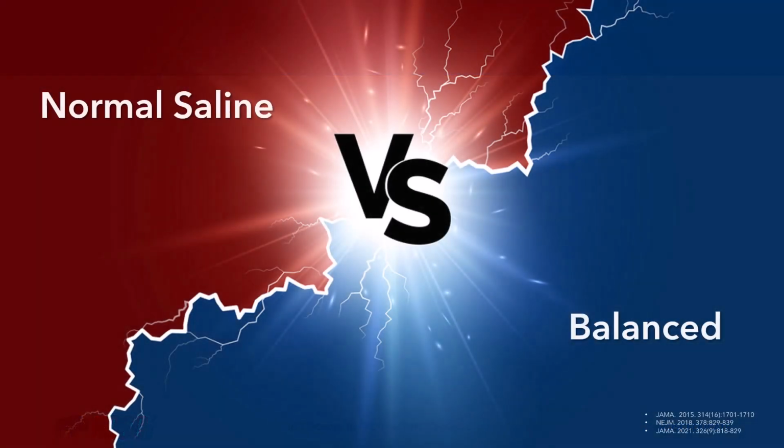So now let's briefly compare normal saline versus balanced solutions. So first, it's important to state the historic concerns of normal saline, and that is hyperchloremia, increased non-anion gap metabolic acidosis, maybe an increase in AKI, an increase in renal replacement therapy, and maybe even an increase in mortality. But what does the most up-to-date literature tell us?